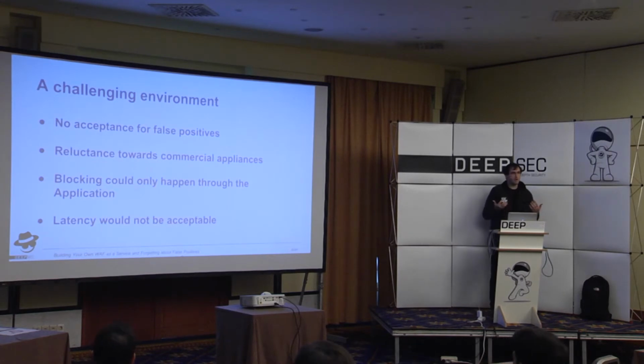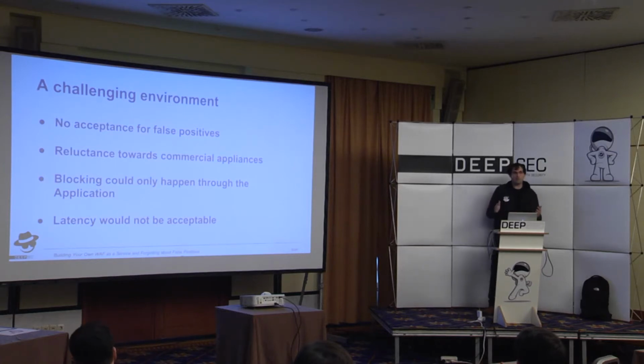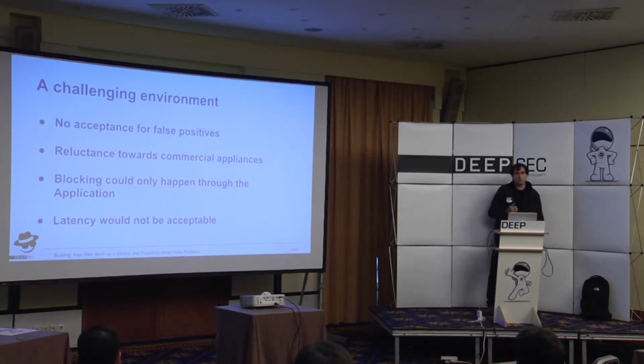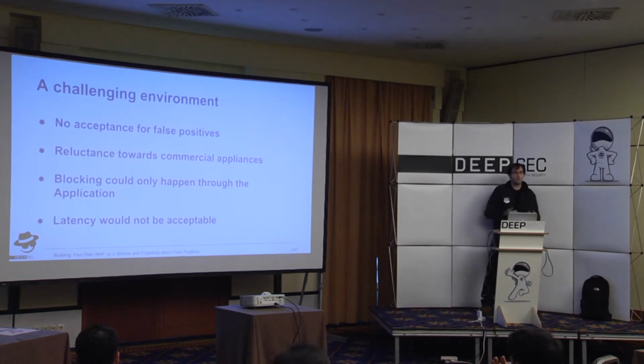So how did I arrive at this issue? I was working on application security, and I was looking into introducing a WAF, but it was quite a challenging environment. There was no acceptance for false positives. There couldn't be users affected by any solution, which really reduced the number of solutions we could use. There was a lot of reluctance towards commercial applications in a very open source environment, where people knew very well what was going on and were able to dig into the code when something was going on.